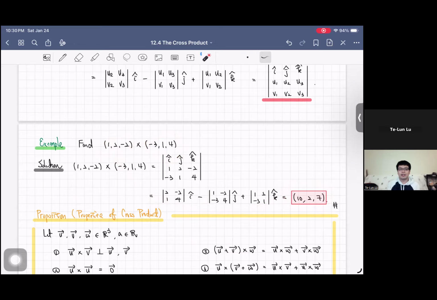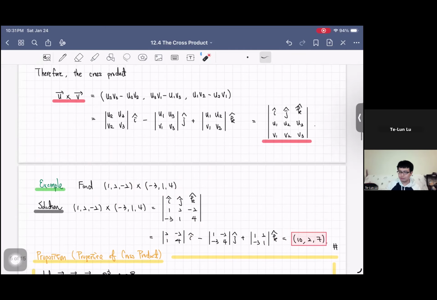So for now, you should have quite an understanding of how the cross product works. We already understand the geometrical representation. We want to find some vector that is perpendicular, that is orthogonal to the given two vectors. And you can also represent that vector in terms of a determinant, which is very elegant.